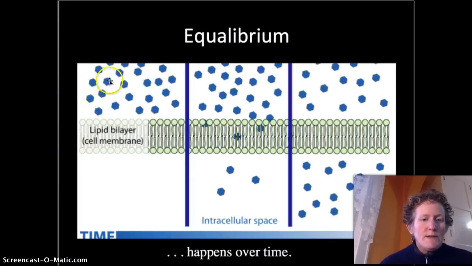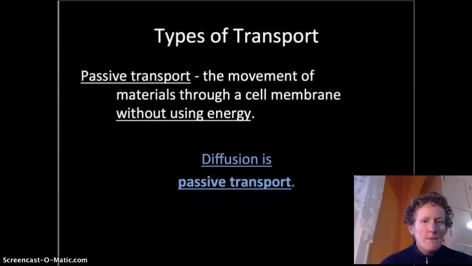Here's what one side of the outside of the cell and the inside of the cell look like at the beginning. And as time passes, the inside and the outside become equal. Because of diffusion, these molecules move from high concentration to low concentration. And after a while, everything becomes equal. It reaches equilibrium. Passive transport is the movement of materials through a cell membrane without using energy. Diffusion is one form of passive transport.